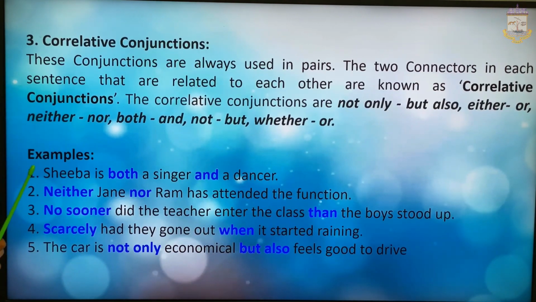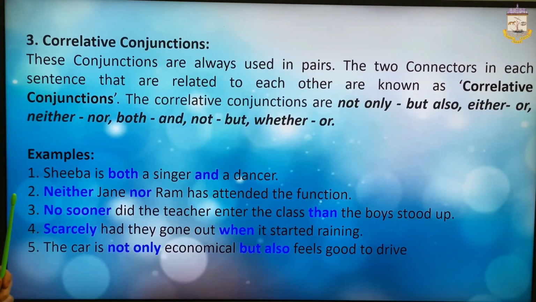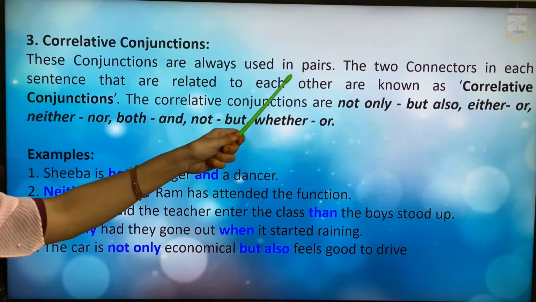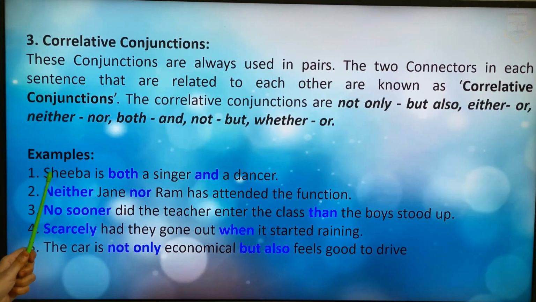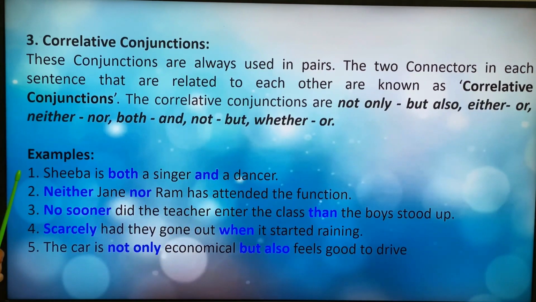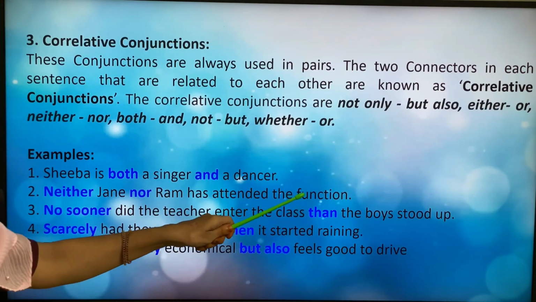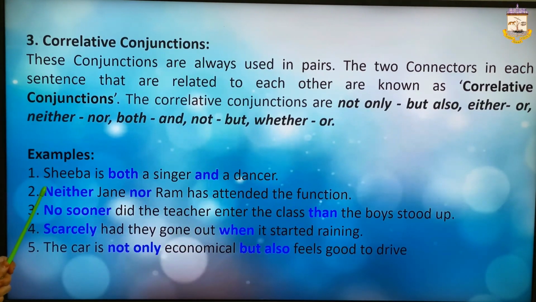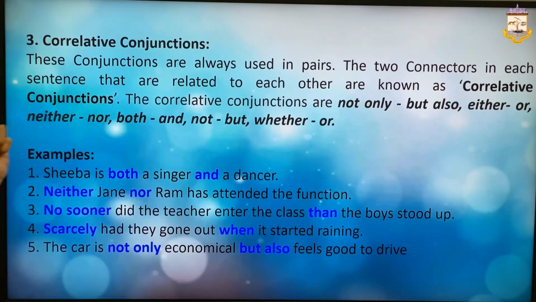Examples. Sheba is both a singer and a dancer. They do not come single. They come in pairs. Both and. See here, both and. Sheba is both a singer and a dancer. Neither Jane nor Ram has attended the function. See here, neither nor is a correlative conjunction.